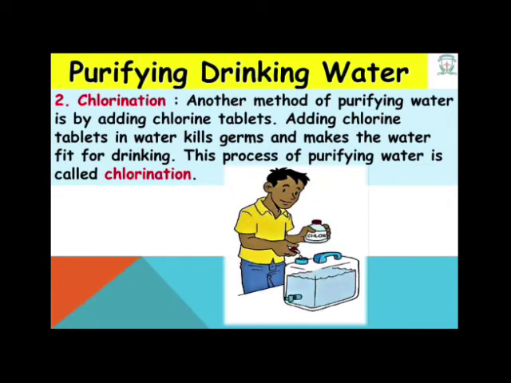Chlorination. Another method of purifying water is by adding chlorine tablets. Adding chlorine tablets in water kills germs and makes the water fit for drinking. This process of purifying water is called chlorination. Let us see the different steps of purifying water.